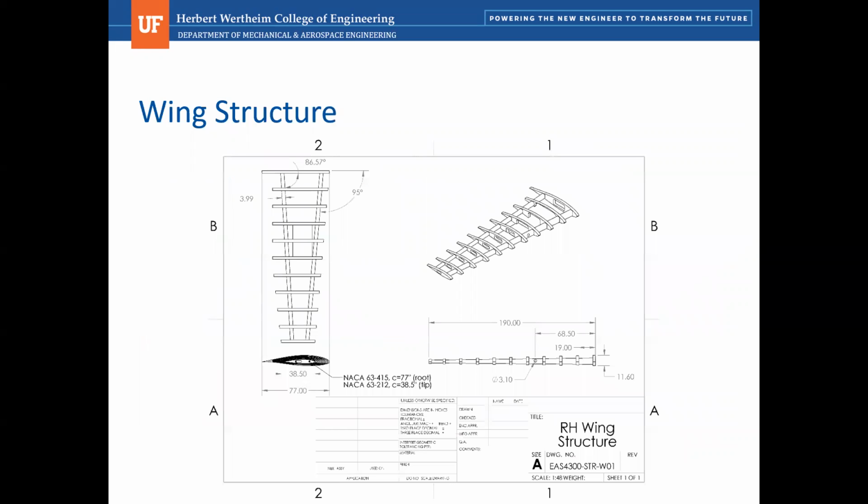Here's a dimension diagram of our internal structures. We see that the ribs conform to a tapered envelope beginning with an NACA 63-415 section at the root and terminating with the smaller 63-212 section around the tip.